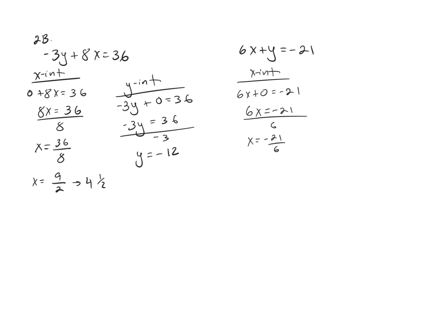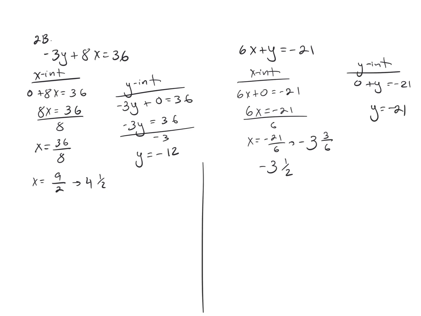Or for people who like mixed numbers, it's going to be negative 3 and 3 over 6, which simplifies to negative 3, 1 over 2. If you prefer mixed numbers. Now for the y-intercept, it will become 0 plus y equals to negative 21. So y equals negative 21. When I go to graph this, again, bear with me.